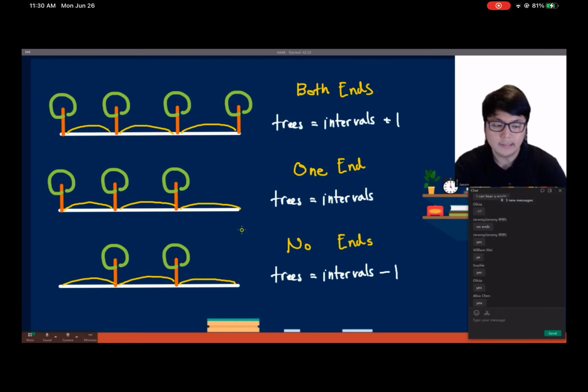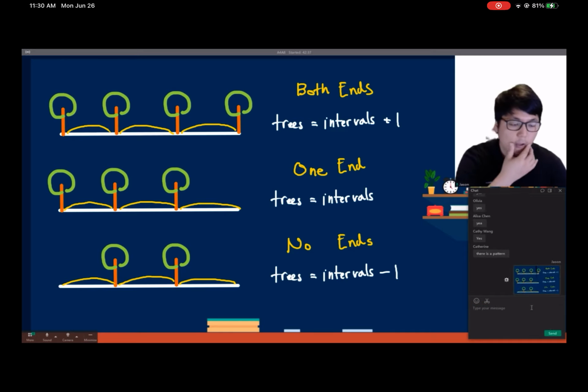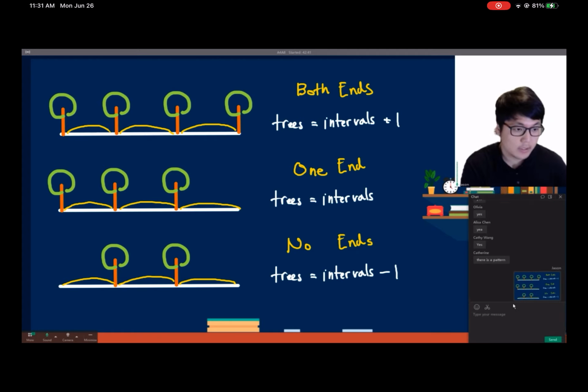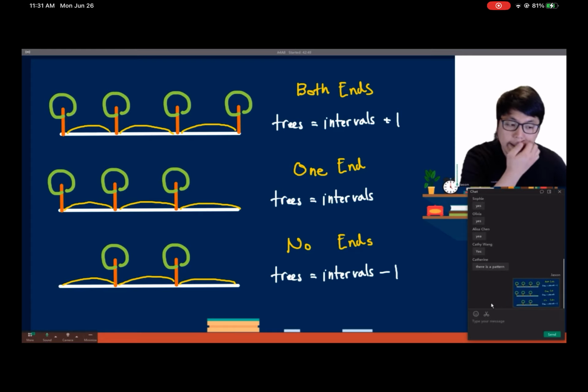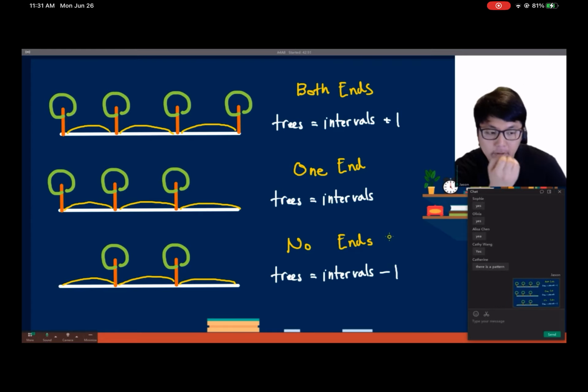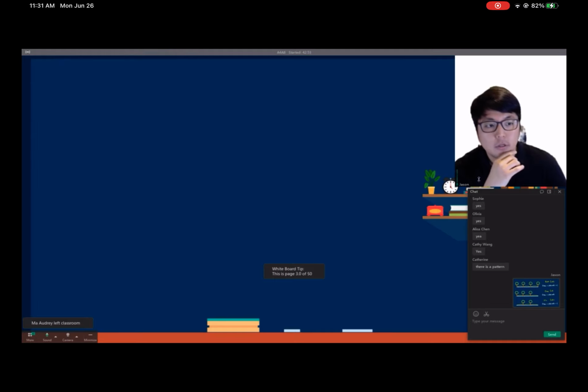So as you can see, this is the entire relationship that you need to remember. So guys, please save this picture. It's going to be very helpful for your homework because you need to look at which relationship you need to use. Okay, so save the screenshot.